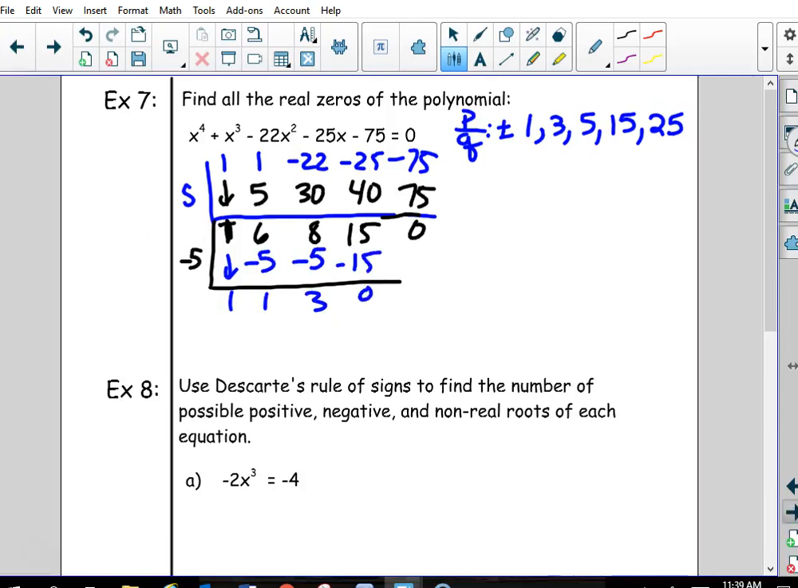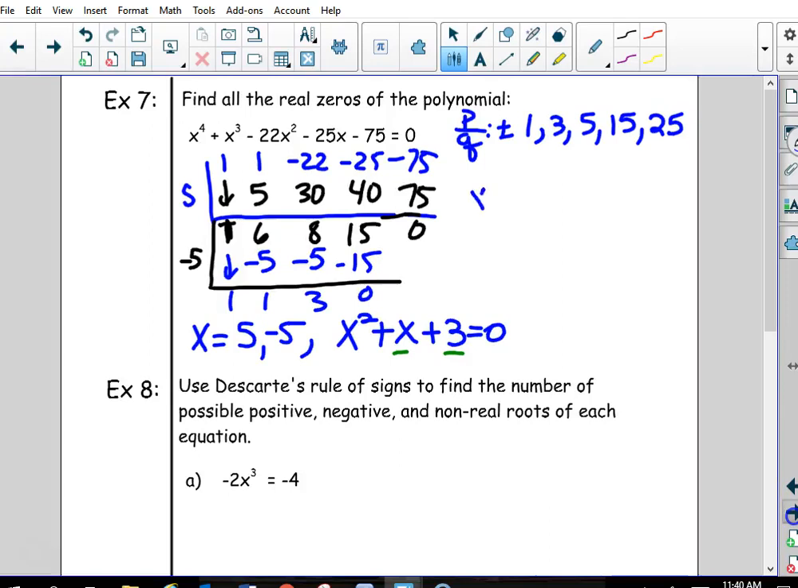So I get my real zeros are x equals 5 and, well, negative 5. Sorry, 5 and negative 5. And I'm left with x squared plus x plus 3 equals 0. Now, I want to know if that's going to give me any real zeros. It's not factorable. I can't think of two numbers that multiply to give me 3 and add or subtract to give me 1. So it's not factorable.